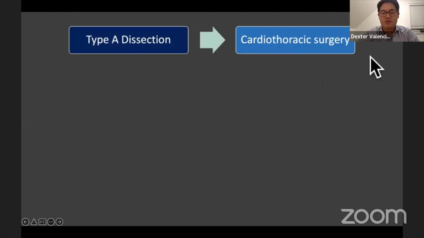So I mentioned before, what's the importance of the type A and type B Stanford classification? With type A dissection, because it can involve structures like the aortic valve, it could rupture into the pericardium. It involves a lot of structures which are managed by cardiothoracic surgery. So if someone mentions a type A dissection, you need to contact and refer to the cardiothoracics. That's what we would do in our center.